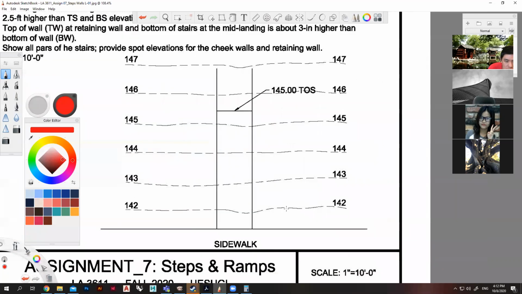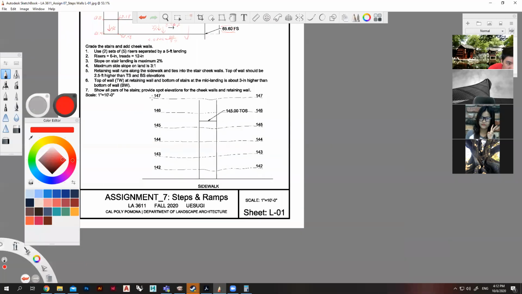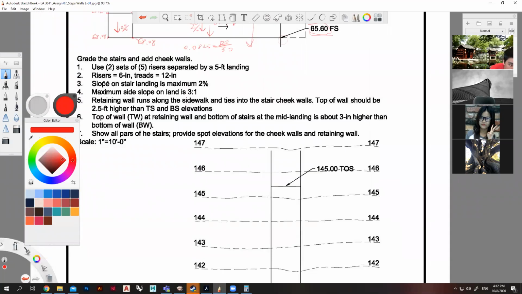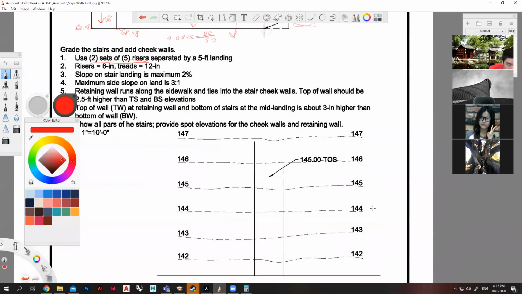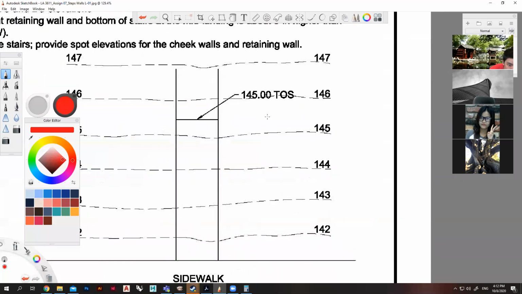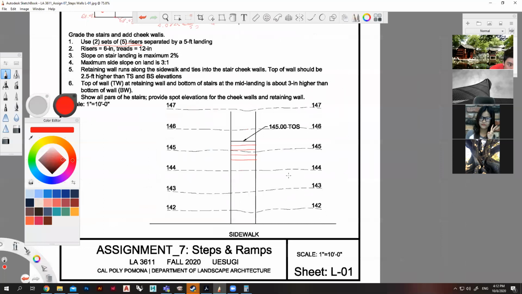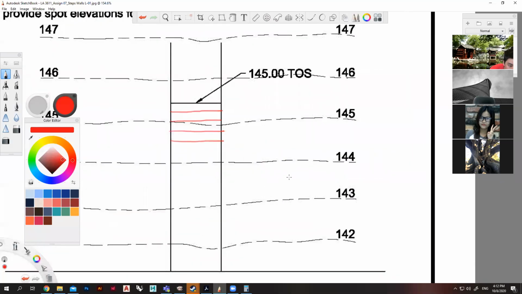Okay, so this one, you want to figure out all the steps first, right? And with that, we need to look at the prompt. It says 2 sets of 5 risers. So we will have to set that up, and every step is 12 inches or 1 foot. So you kind of measure 1 foot apart, right? Do something like that. 1, 2, 3, 4, 5. So that's 5 steps.